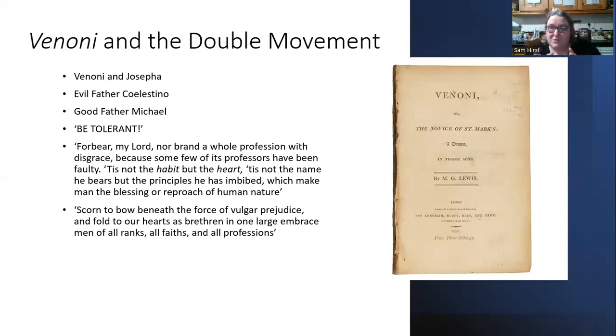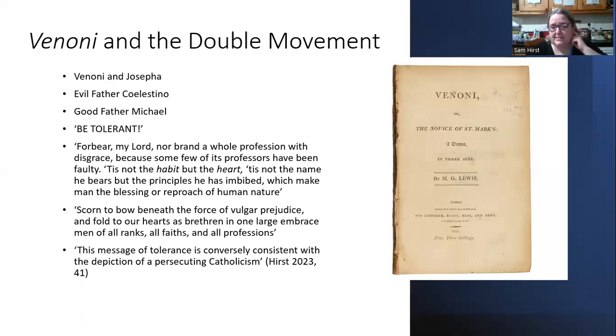This is also the root of a theopolitical toleration that is being suggested here, because as I say, he moves on to live in another monastery. This is a suggestion that there is a possibility of things working differently somewhere else. And we finish with this last quote from Benoni, where he says, "Yeah, you're right. I should scorn to bow beneath the force of vulgar prejudice and fold to our hearts as brethren in one large embrace men of all ranks, all faiths, and all professions." So a very clear advocation of theological tolerance there, at least.